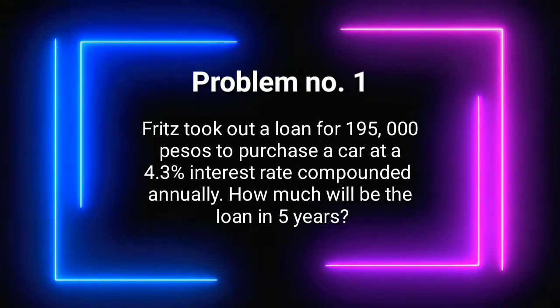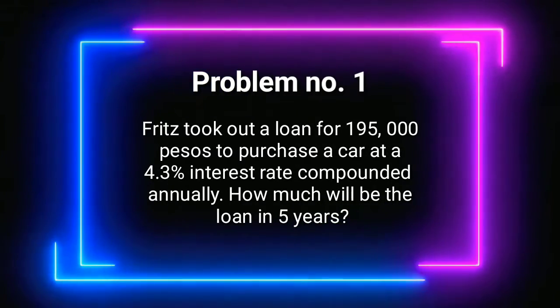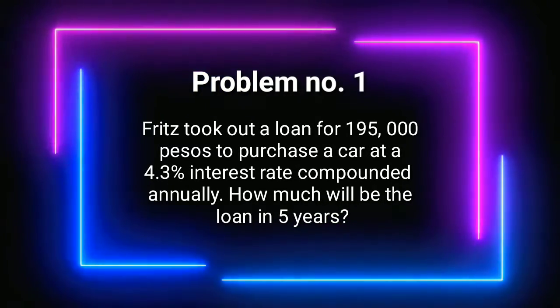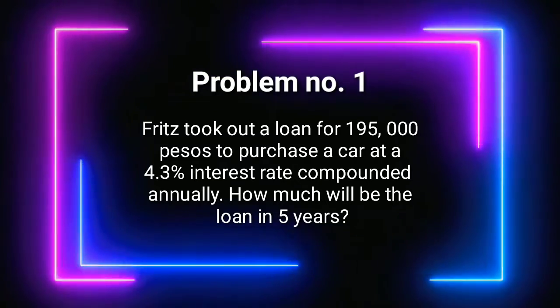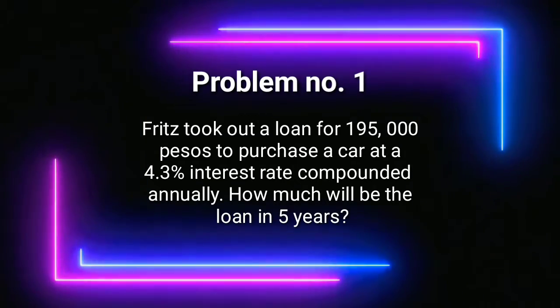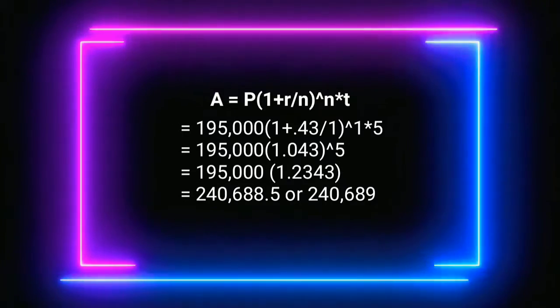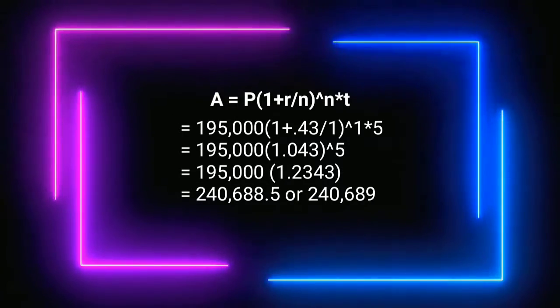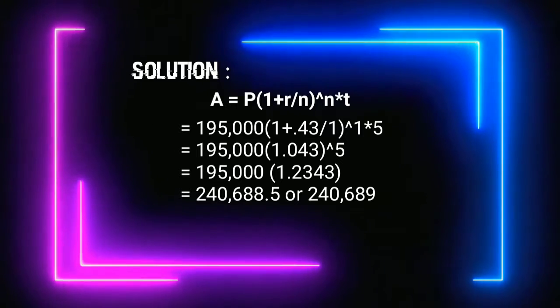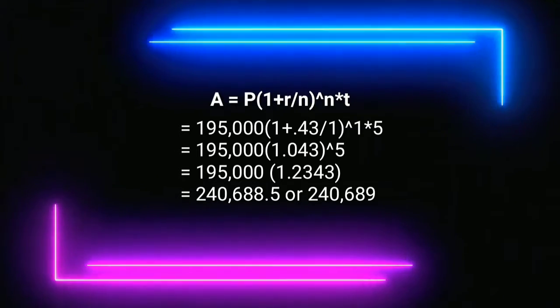Problem number 1. Prince took out a loan for 195,000 pesos to purchase a car at a 4.3% interest rate compounded annually. How much will be the loan in 5 years? Here's the solution. We're gonna use the compound interest formula. The principal is 195,000, the interest rate is 0.043, the number of times is 1, and the time is 5.